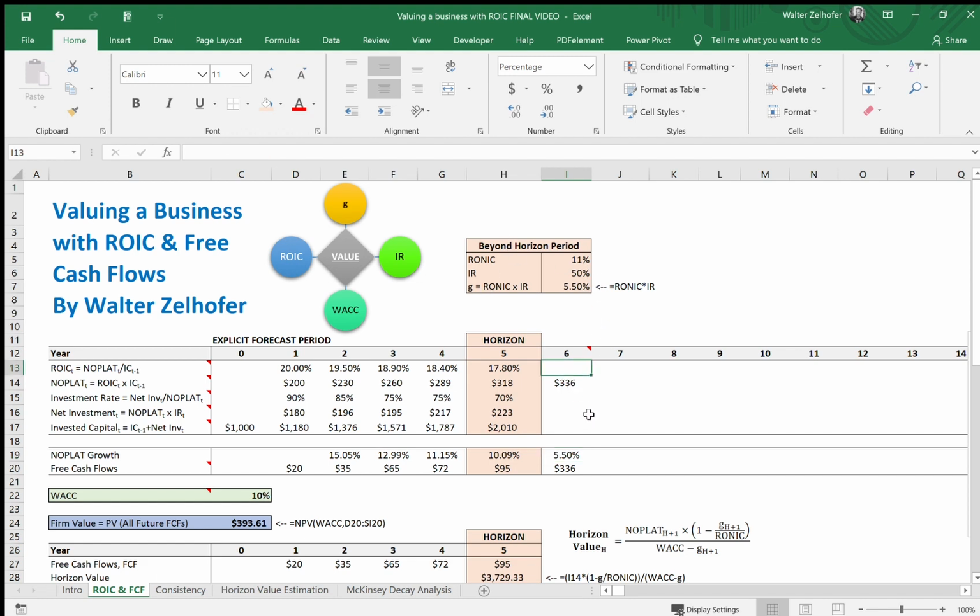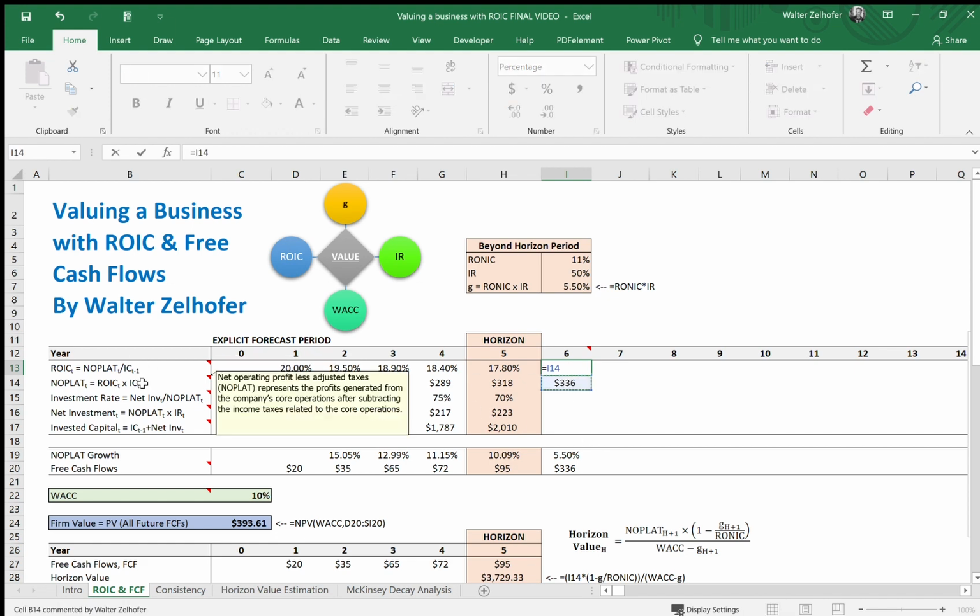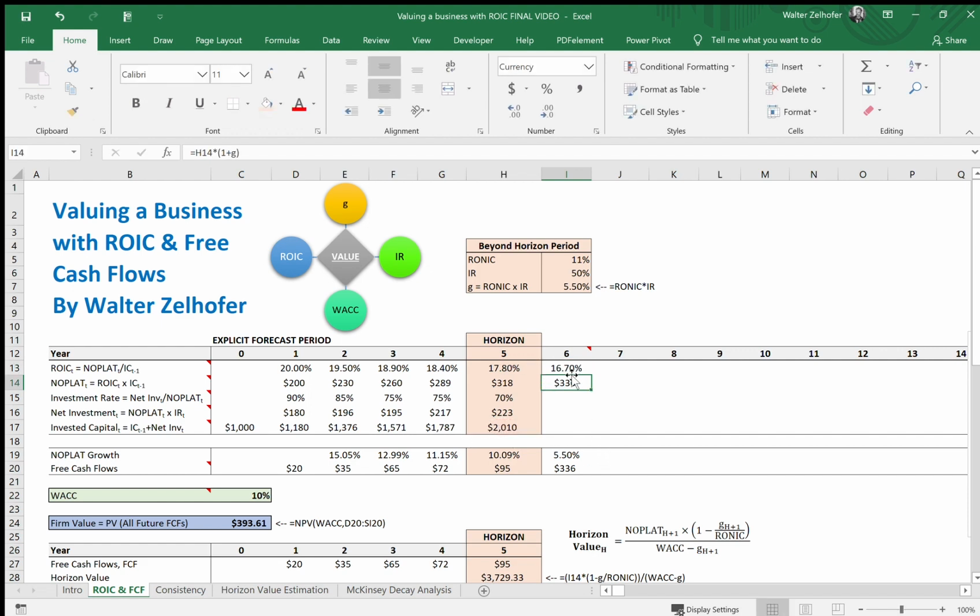Now, what would be the return on invested capital? Well, here's another definition of return on invested capital. It's the net operating profits at time t, so that's the 336, divided by the invested capital in the previous period. So there's that, and that gives us the return on invested capital. And this is going to decrease over time and converge to 11%. I'm going to show you that in a minute. For the investment rate, we're going to pick the 50%. And for the net investment, we're going to take the 336 and take 50% of that, which is 168. Finally, our invested capital will increase by 168.